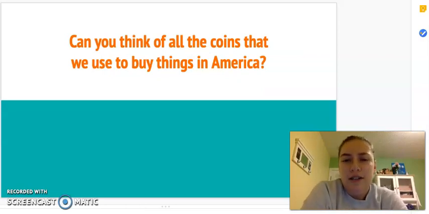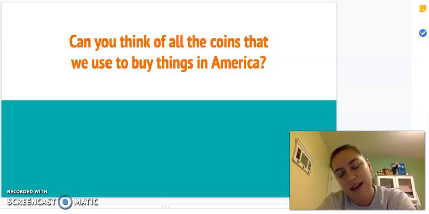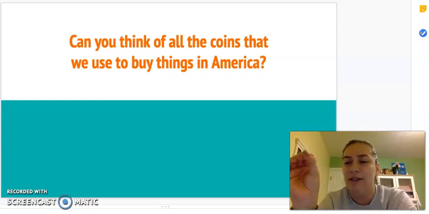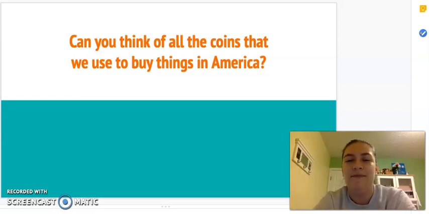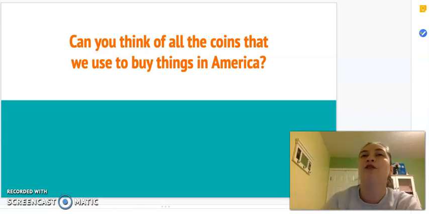So first of all, think to yourself, can you think of all the coins that we use to buy things in America? One coin that we're not going to go over today is the half dollar. It's worth 50 cents, and yes, it can be used as a coin in America, and so can the whole dollar, which looks kind of like a gold coin, but those aren't usually seen, I guess. So we're only going to focus on the 4 regular coins that we usually see in America.